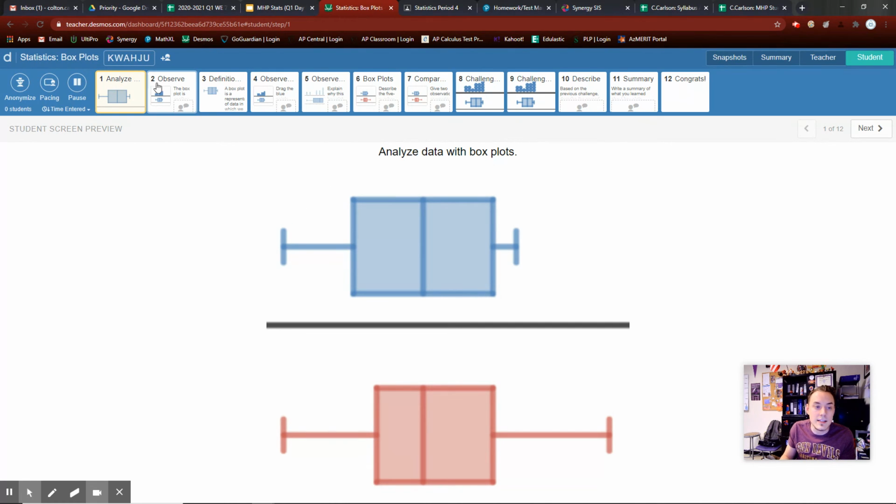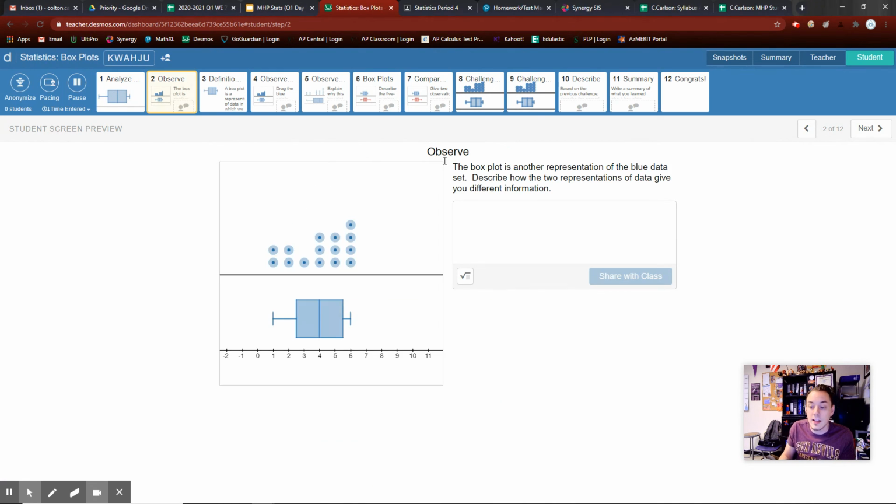So, analyze data with box plots. Now this is kind of a springboard off of what we did yesterday with regards to the 2.5 measures of position. But you're really just going to go through these, and these are kind of fun because you can move these around and see how they can be moved around. And now notice what's happening here. You see what's happening? When I move these data sets, my quartiles actually change.